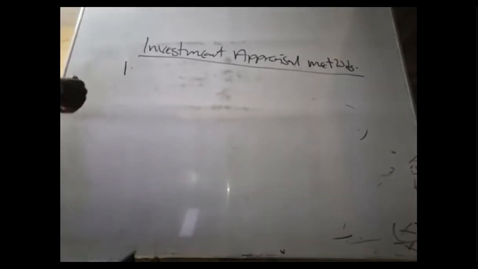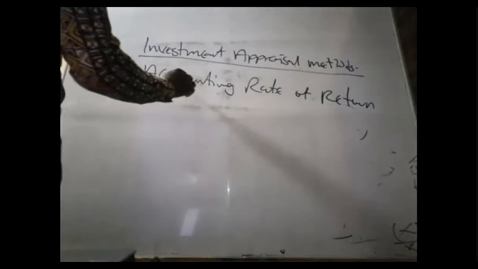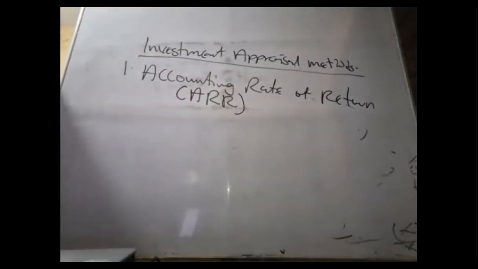So, investment appraisal methods. We have basic methods here. The first one we'll talk about is accounting rate of return, probably known as ARR. That's its nickname: ARR, accounting rate of return.